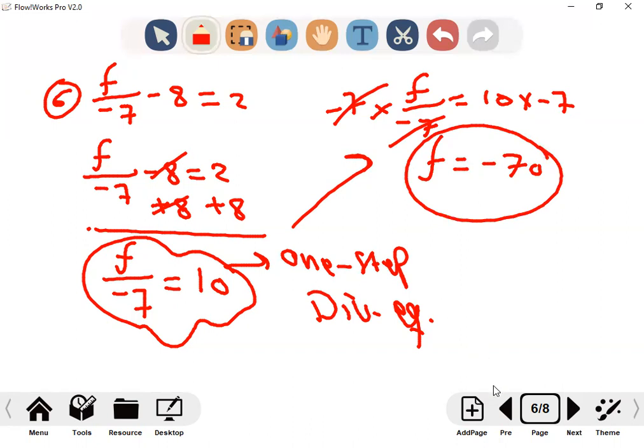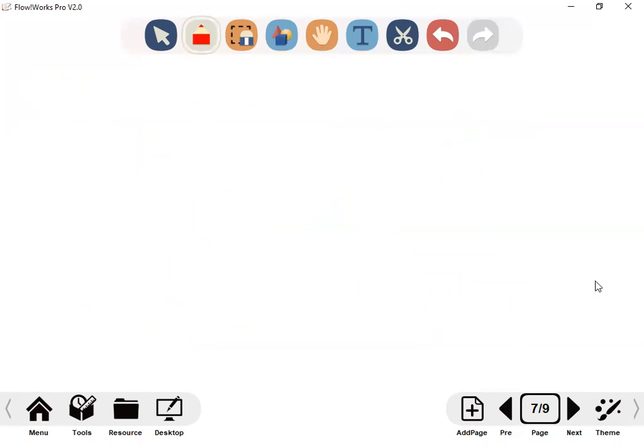Done. Else. Yes. Number 10, same idea. It is the same idea you asked me about as well. Question 10: we have 14 equals 6 plus z over negative 2.